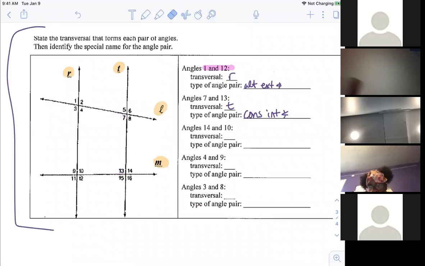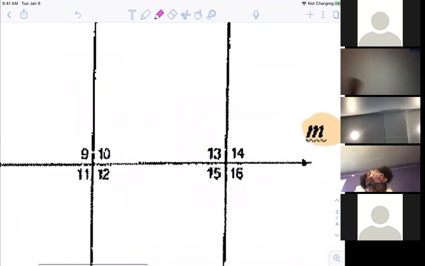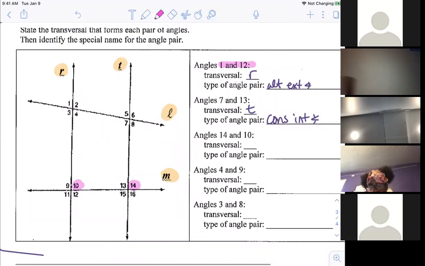I've got 14 and 10. I need their transversal and I need their angle type. I haven't talked to Michael yet. Michael, can you tell me what the transversal is?